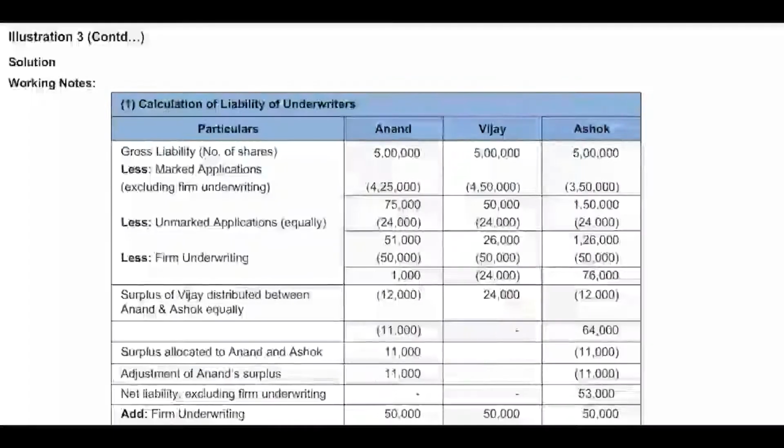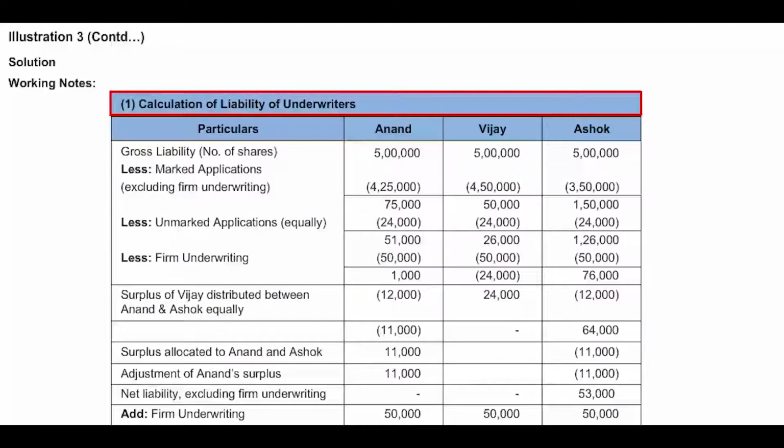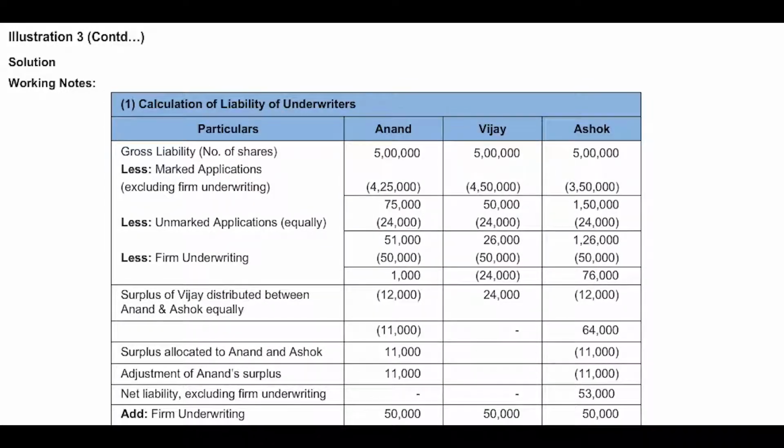So see working note number 1, which is the calculation of liability of the underwriter. See, there is a gross liability of 5 lakh each, because they have underwritten 15 lakh shares, and the 5 lakh shares are taken up by the promoters.